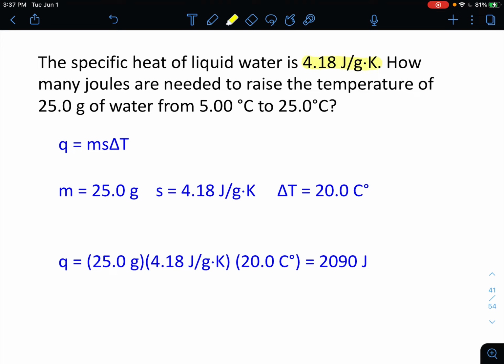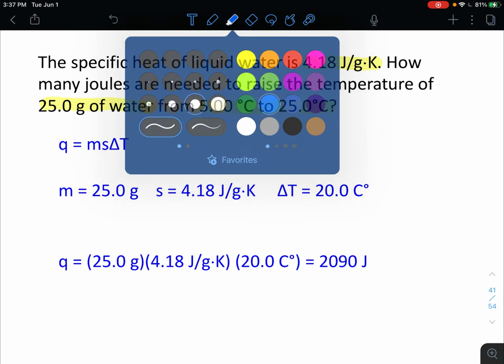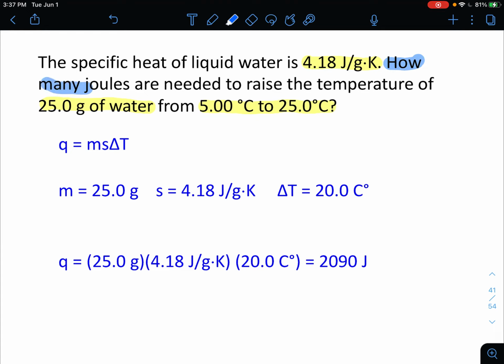I'm told the specific heat of water. That's a known constant for water. We'll see water a lot in these. I'm told the mass of water that I have, and I'm told the temperature change that I want to undergo. And the question is saying, how many joules? So I'm being asked to solve for Q, which is here. And this is, like I said, the typical way we see that equation written. So I've got everything I need, right? The mass is given, the specific heat is given, and the temperature change is given.